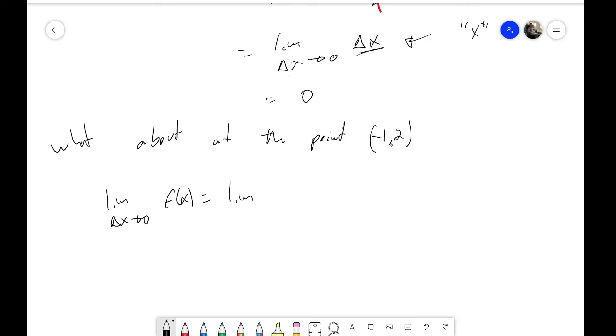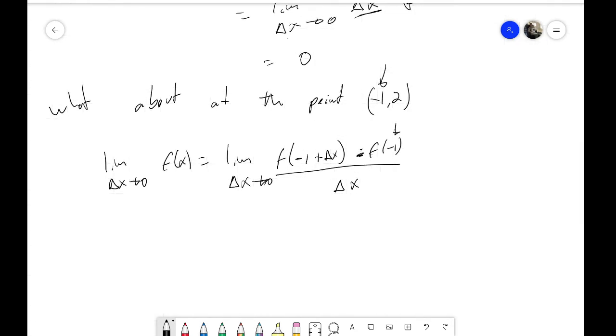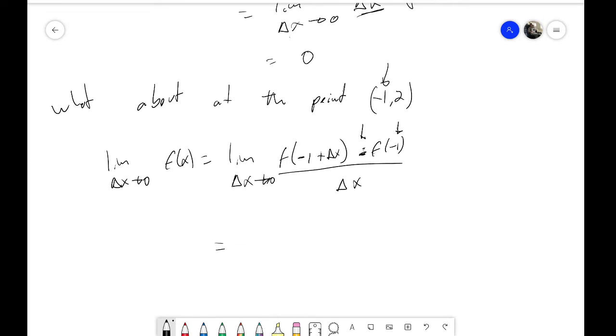But now instead of plugging in 0, we're going to be plugging in negative 1. So we have the limit as delta x goes to 0 of f of minus 1 plus delta x minus f of minus 1 over delta x. Please keep in mind you are not distributing this negative sign into the input. Please don't do that. I've seen students do that. That is what we call wrong. This negative sign is from the formula.